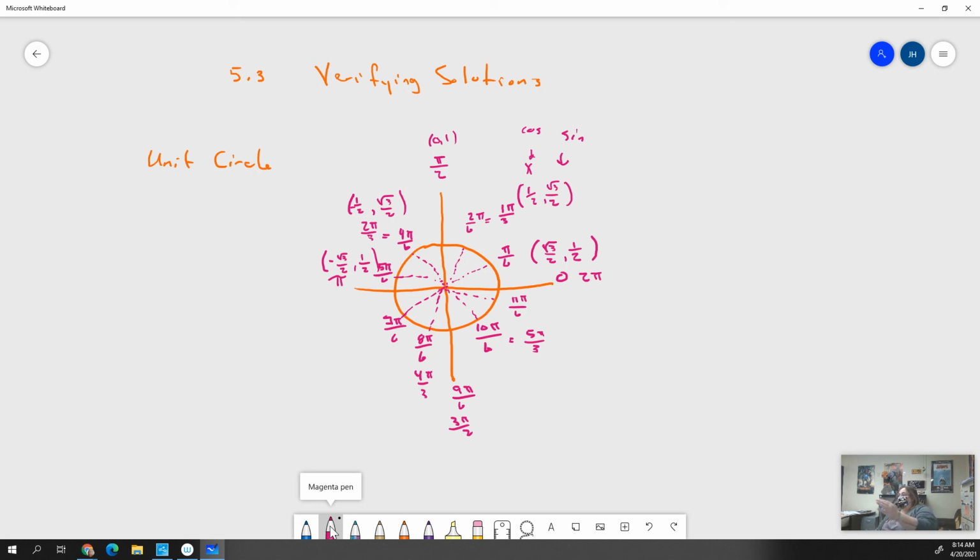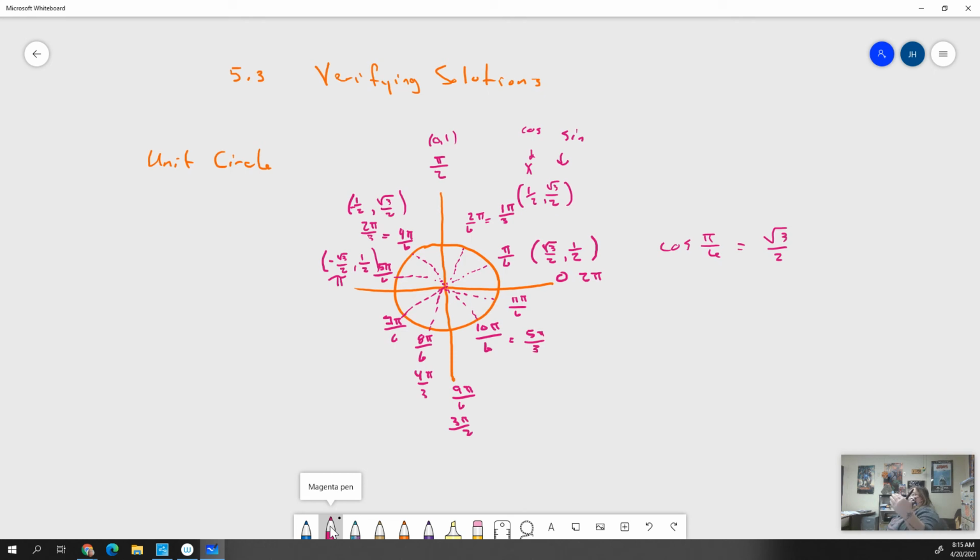But what I really want you to get at is that these all have values, right? If I say cosine of pi over 6, it's going to be whatever that x value is at pi over 6, right? Cosine of pi over 6 equals radical 3 over 2, because that's what the x value is at pi over 6.